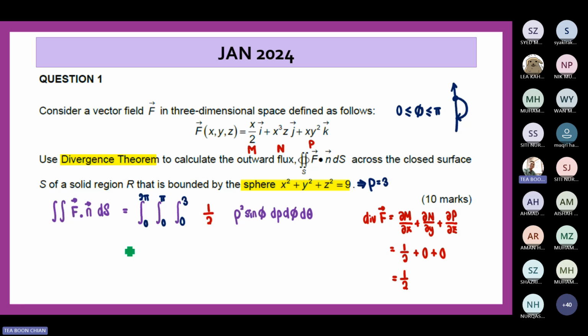So first thing first, if I just factor out 1 over 2 and then immediately integrate rho square. So rho square is integrated into rho cubed over 3. And this is integrated from upper limit 3 and lower limit 0. And I still have sine phi d phi d theta.